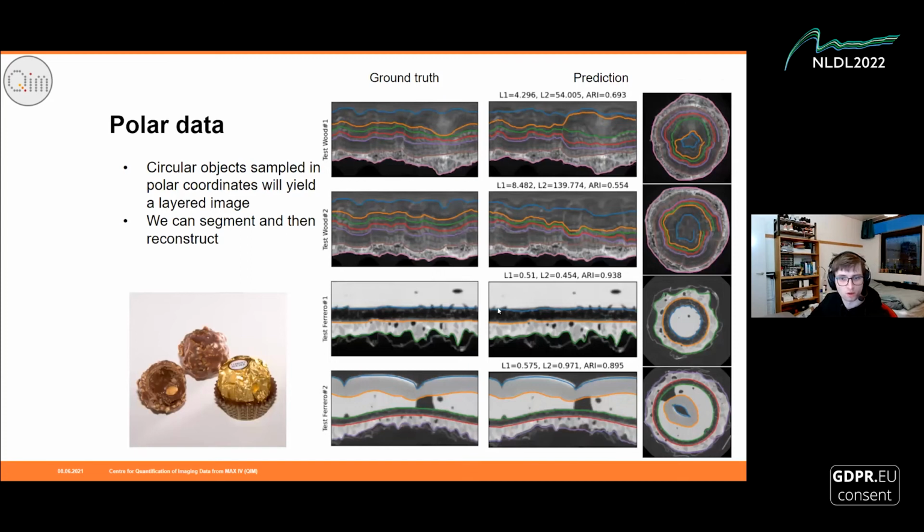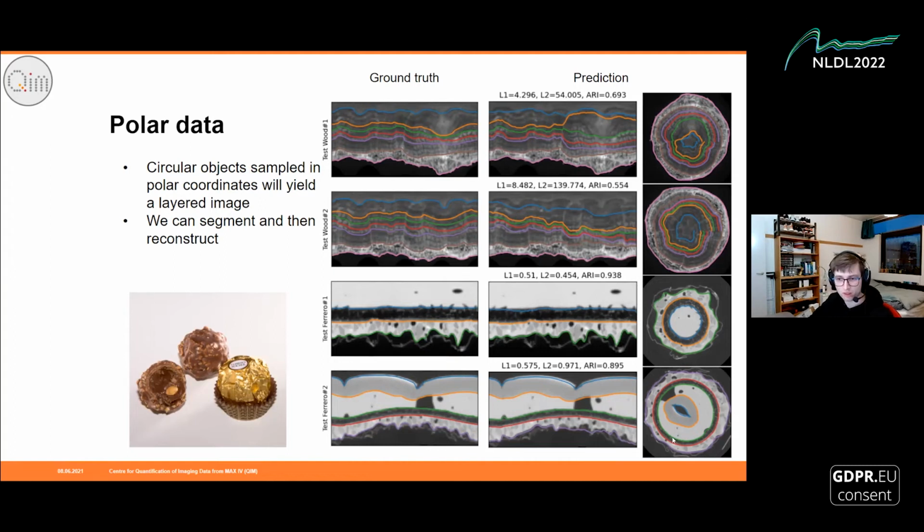All right. We don't need to segment images from left to right. We could also segment them in other directions. So the constraint that we're only able to segment layered data isn't as strong as you might think, because we can obviously flip or rotate an image before we segment it. We can also do transformations such as a polar coordinate transformation, like we've done here. We have two examples of polar data. Here we have a cross section of a log, and here we have a cross section of a Ferrero Rocher chocolate.